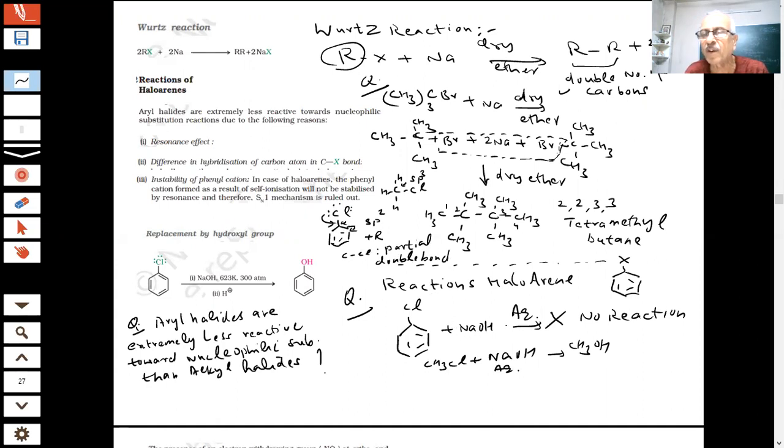Here I had not written any condition. Therefore, this reaction will only be possible under strong and vigorous conditions. These reactions only take place under strong and vigorous conditions, because of the two reasons. This question has been asked in the paper. You may note it down. Very important. Note this down.